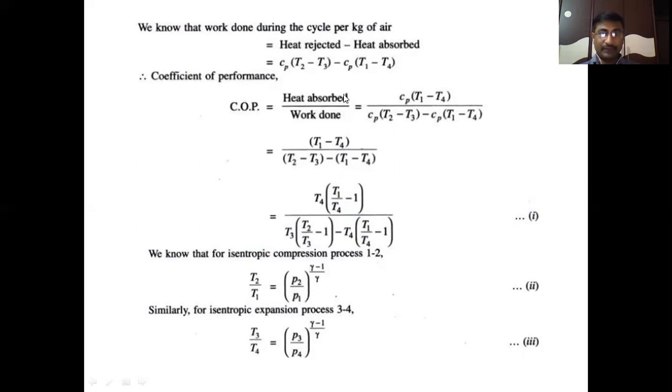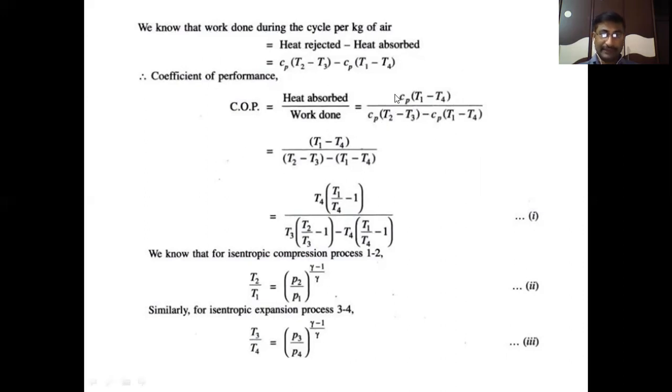Heat absorbed, that is Q14, is Cp into (T1 minus T4), divided by work done, that is the work done during the cycle per kg, equal to Cp into (T2 minus T3) minus Cp into (T1 minus T4), the net work done on the system, or net heat transfer on the system or from the system.